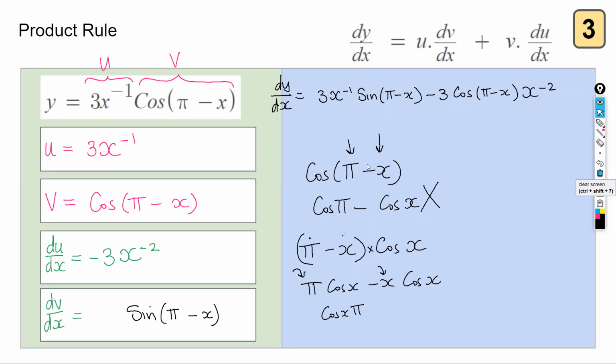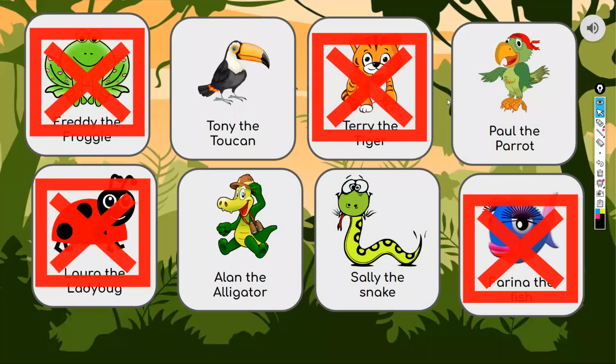All right, so we have the next cutscene here. Who do you think is next to go, guys? Who will meet their maker today? Is it Tony the toucan, Alan the alligator, Sally the snake, or Paul the parrot? I see there's a lot of hate for Alan. Like a lot of people want Alan to just go.